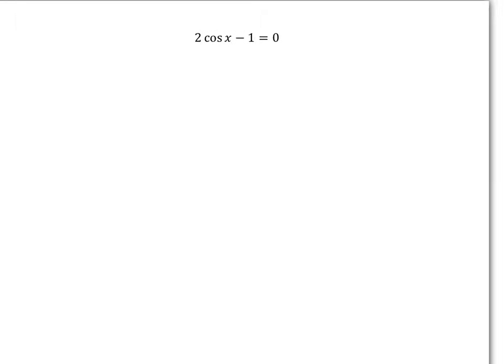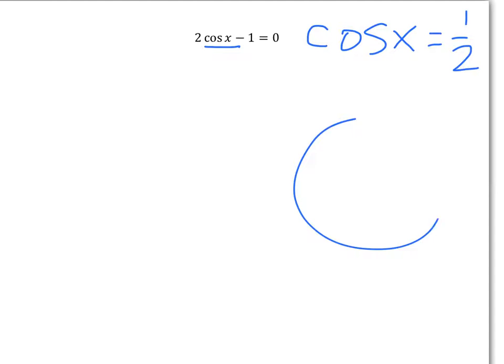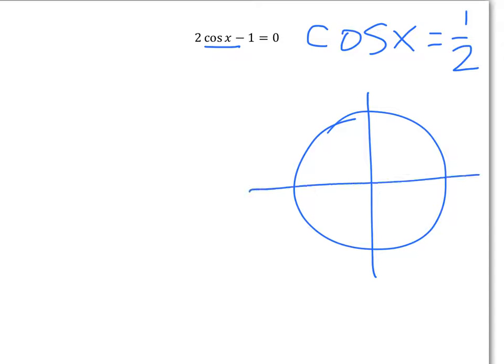Things get a little more complicated when you have an equation like this where the cosine or sine or tangent isn't isolated. So the first thing we have to do in this situation is isolate the cosine. So we'll add 1 and divide by 2, and the corresponding equation is cosine of x equals 1/2. This is equivalent, but now that we have it solved for cosine, we can look at our unit circle and decide where is cosine 1/2.